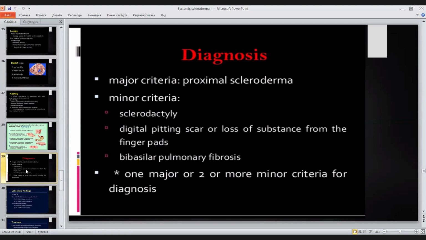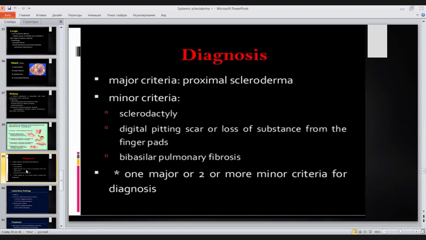Again, these criteria from the American College of Dermatologists have one major and two or three minor criteria. The one major is proximal scleroderma. Now pay attention. If you find proximal scleroderma, what does it mean? It means this patient has the diffuse form, students.